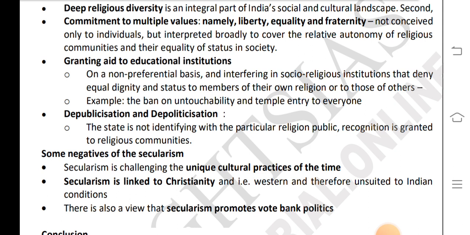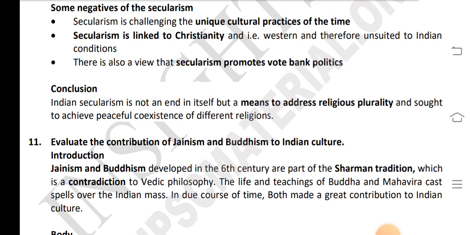Depoliticization: the state is not identified with a particular religion, and public recognition is granted to religious communities. Some negatives of secularism: secularism is challenging the unique cultures and practices of the times, and secularism is linked to Christianity, i.e. Western, and therefore unsuited to Indian conditions.